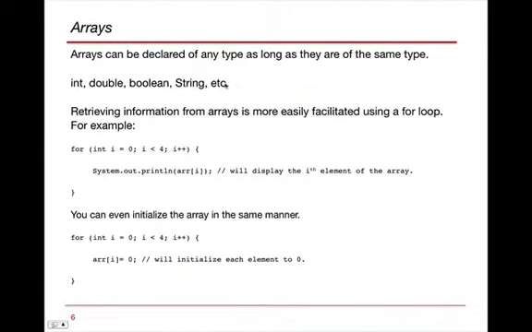So arrays can be declared of any type: int, double, boolean, string, or anything else. And it will allocate the amount of memory for those particular types. So that's why it's all of the same type.